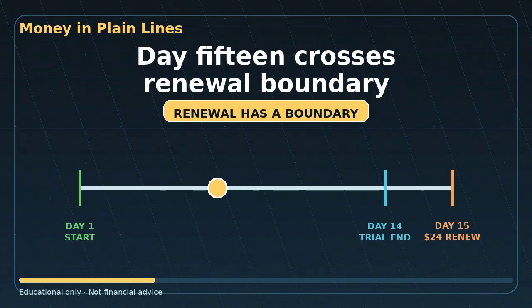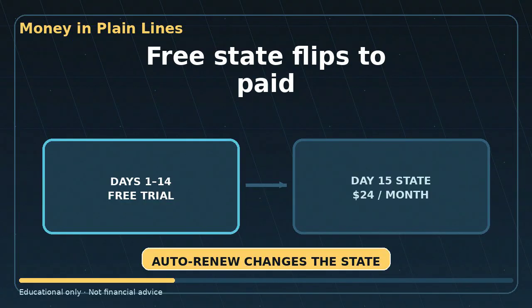The renewal boundary makes the timing relation explicit. Day 1 starts the trial, day 14 ends it, and day 15 carries the $24 renewal label. Moving across that boundary changes the contract state even though the phone and account may look unchanged.